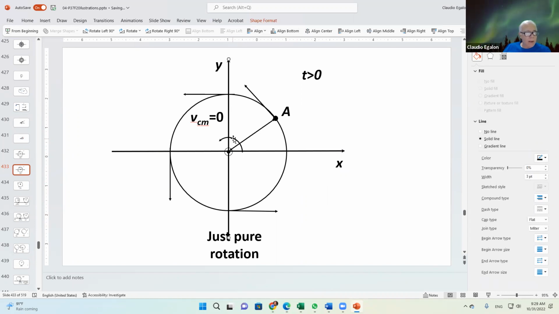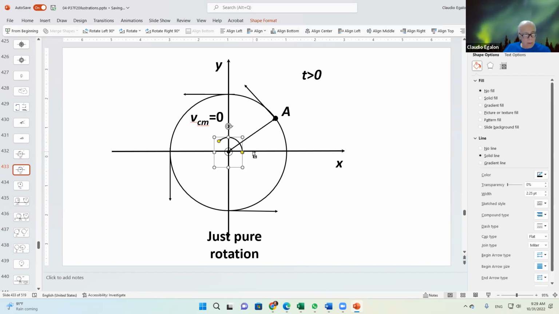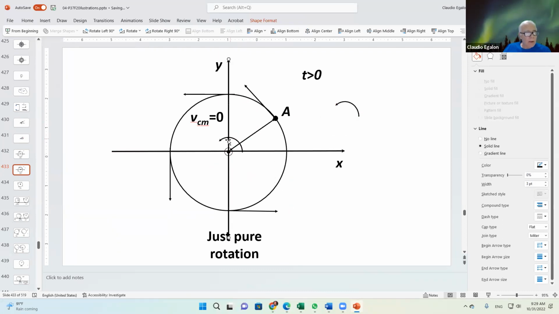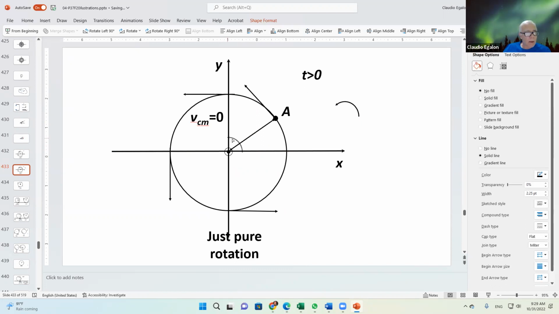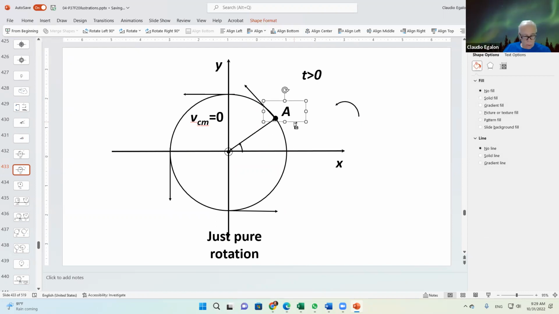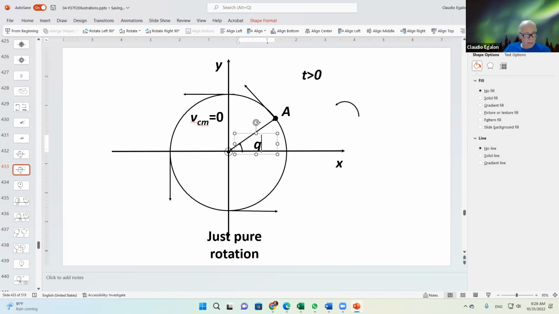And let's not forget that we also have an angle. I'm going to use this one here, that we call angle theta.